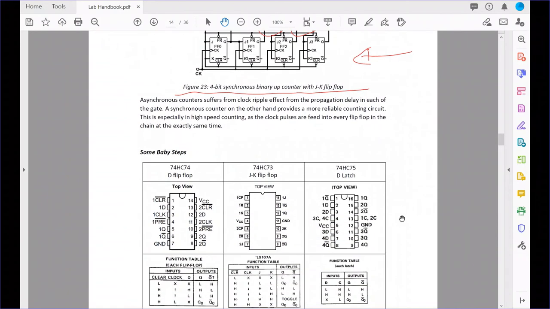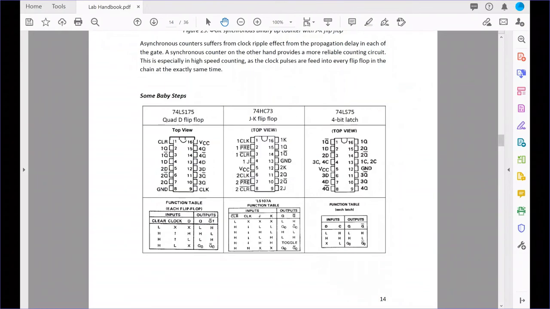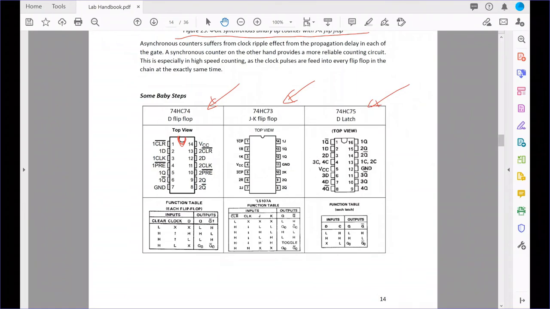And in this lab, we're going to use 3 ICs, which are the D flip-flop, the JK flip-flop, and the D latch. So we will try these 3 ICs in the Tinkercad simulations. By referring to these pictures, just to show you, the U symbol here is basically telling you where the top of the IC is.